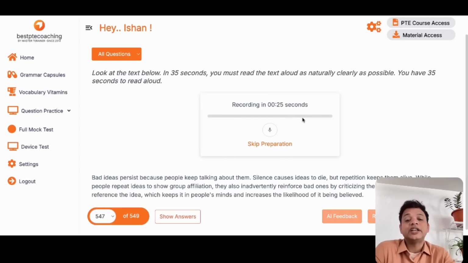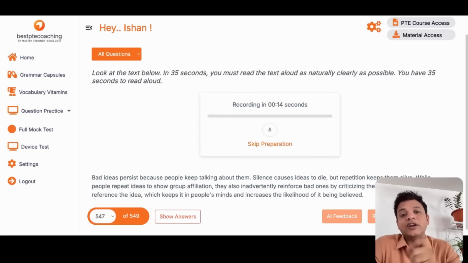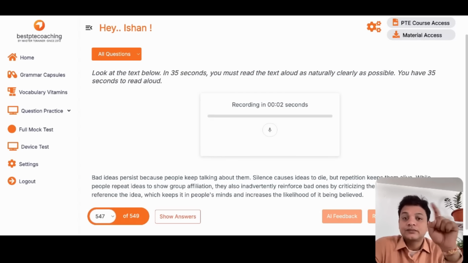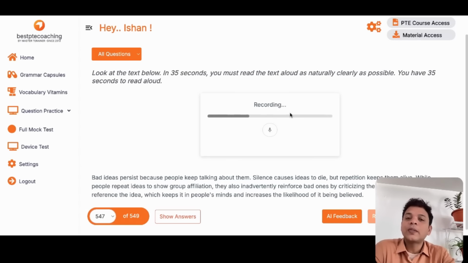So that means after 28 seconds, or this much time, the mic will start working. Okay. Only when the screen says recording and when you hear the beep sound, that is when you are expected to start speaking into the microphone. So before that also you can speak, but it does not get recorded. That's it. Simple. Now when I say something, see, bad ideas persist because people keep talking about them. Silence causes ideas to die. So something like this, you are expected to speak only when the recording starts.